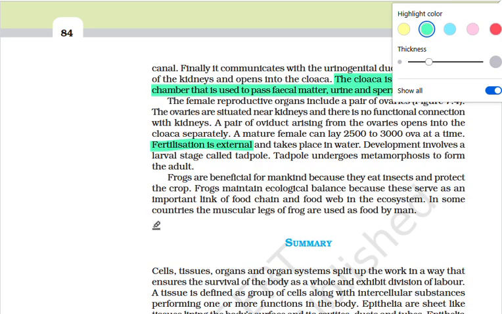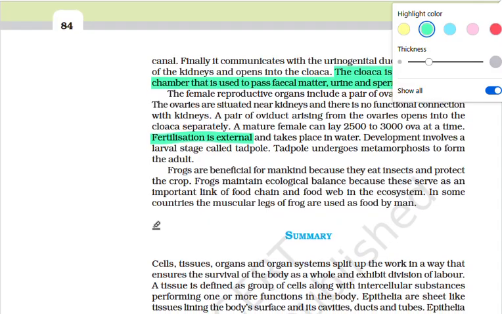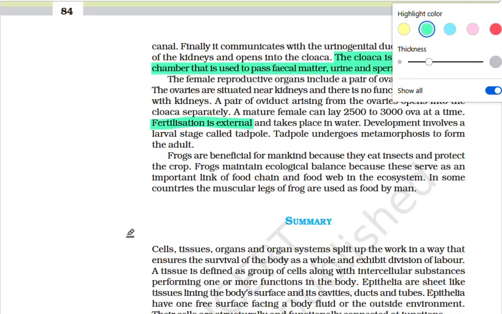Development involves a larval stage called a tadpole. Tadpole undergoes metamorphosis to form the adults. Frogs are beneficial for mankind because they eat insects and protect the crop. Frogs maintain ecological balance because these serve as an important link of food chain and food web in the ecosystem. In some countries, the muscular legs of frogs are used as food by man.